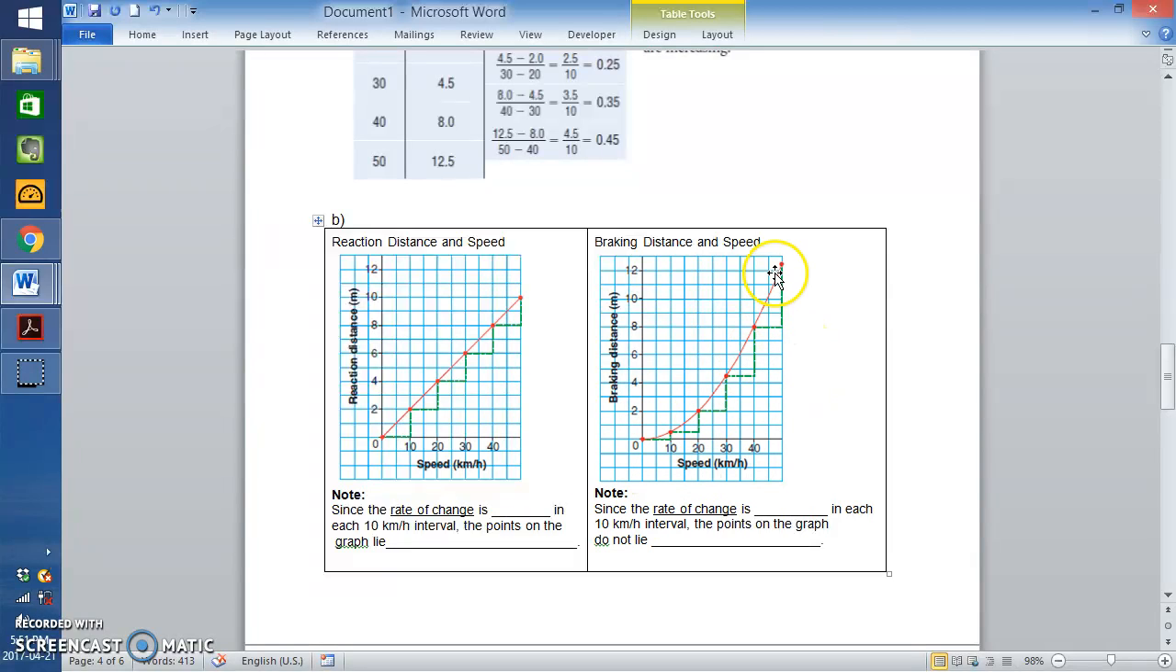And as you see, since the rate of change is changing, the points do not lie on a straight line. They are on a curve that is not a straight line, and we're going to see later on what we call this.